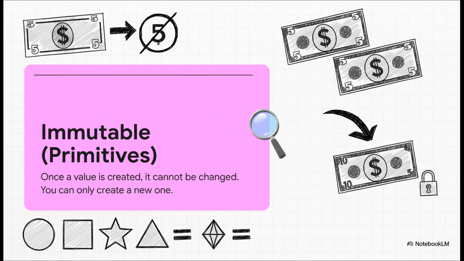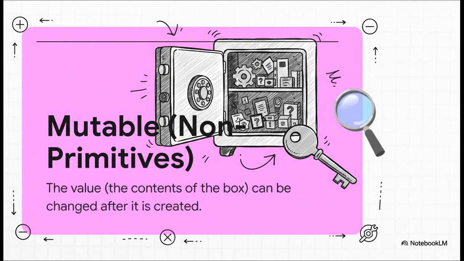It is what it is. If you want 10, you have to get a completely new, different bill. The original 5 is totally unaffected. Non-primitive types, however, are mutable.